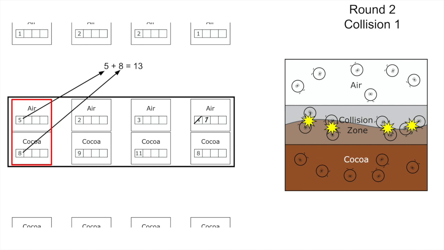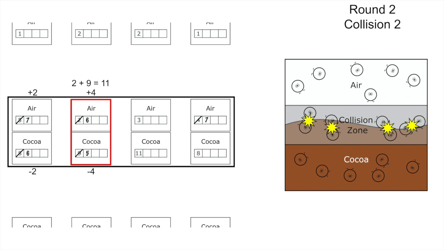The first set of air and cocoa molecules enter the collision zone and the sum of their energy is 13. So the air receives 7 while the cocoa receives 6. These values are written into the empty boxes. We also see that the air gained 2 energy while the cocoa lost 2. For the second collision, the sum of the energy is 11, so the air molecule gets 6 and the cocoa gets 5. In this collision, the air gained 4 while the cocoa lost 4.